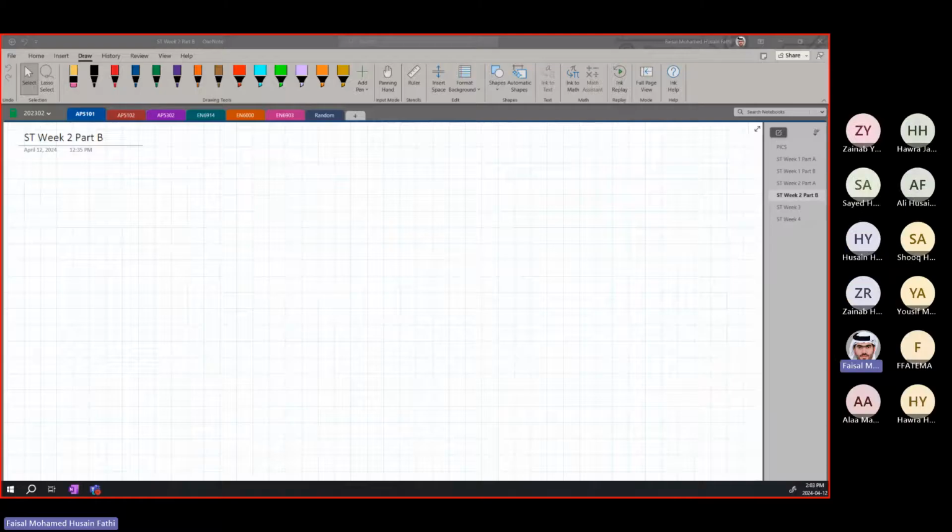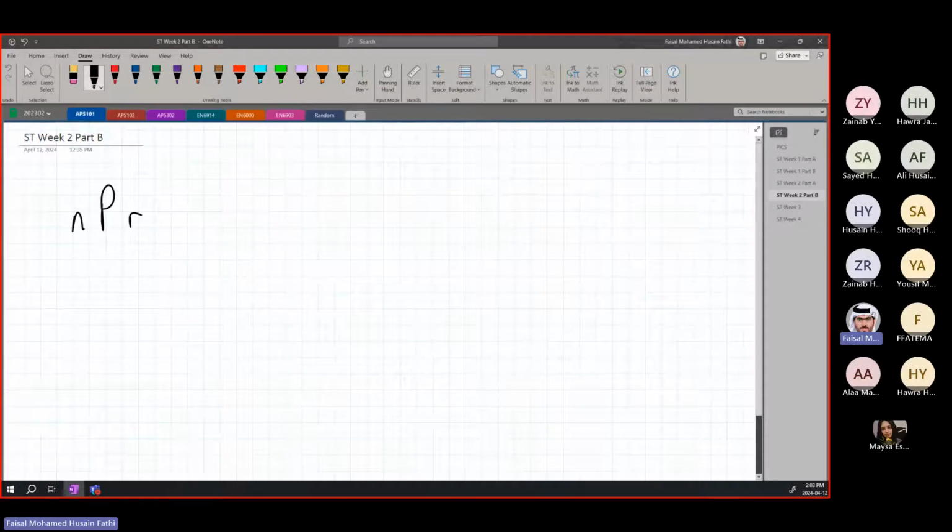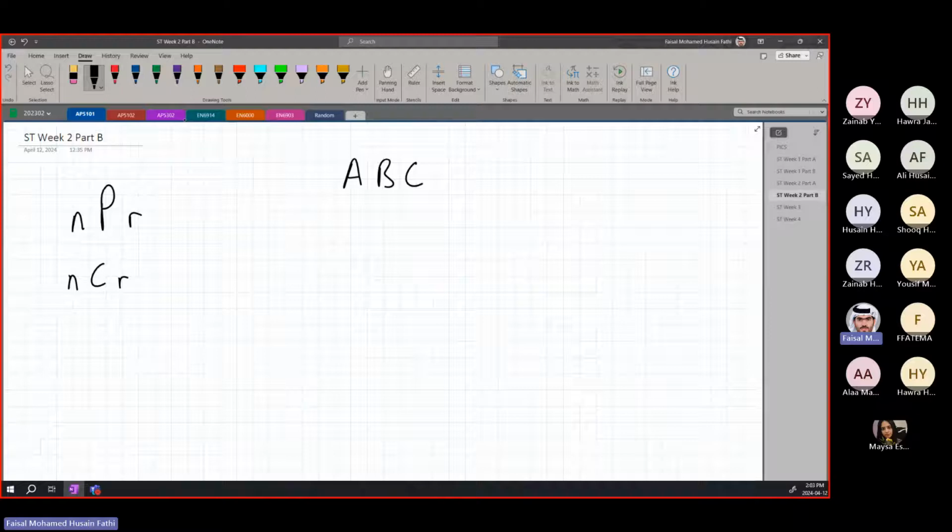So let's start with week 2 again. We were talking about permutations and combinations. So we have permutations, which is in the form of NPR, and we have combination, which is in the form NCR. Okay, so let's take a very simple example. Let's say we have the letters A, B, C, and D. All right, so this is our sample.